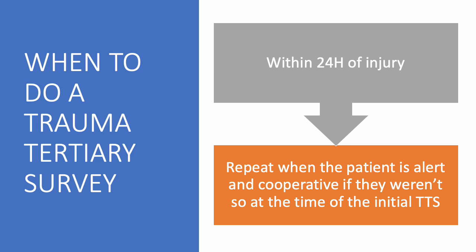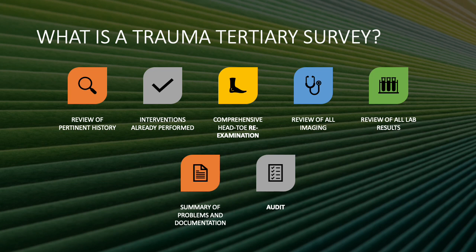The tertiary survey reviews the relevant history to date, interventions performed, as well as a complete re-examination of the patient. All of the imaging, laboratory results and reports are reviewed. We use this information to document a summary of problems and make a management plan. Later, the data arising from tertiary surveys can be used in audit or research to improve our care of trauma patients in the longer term.